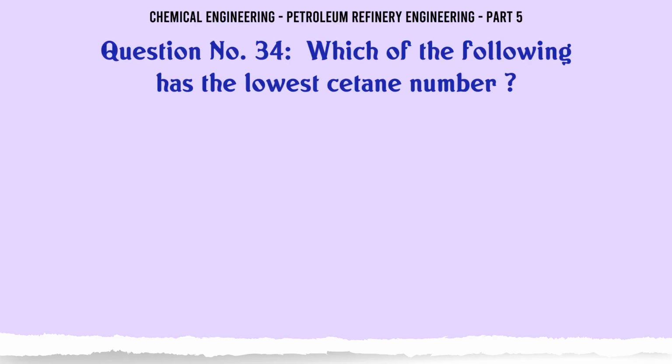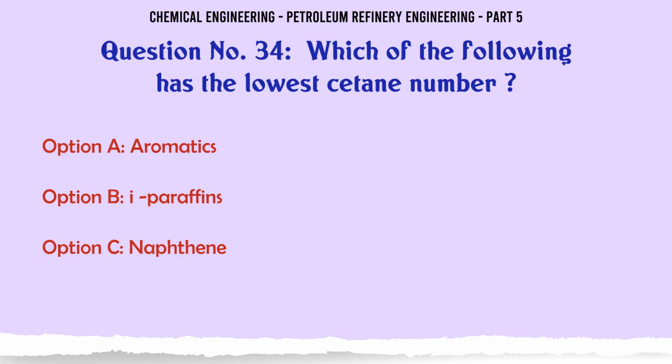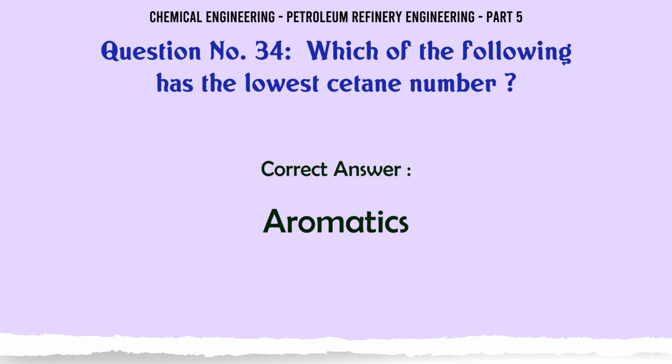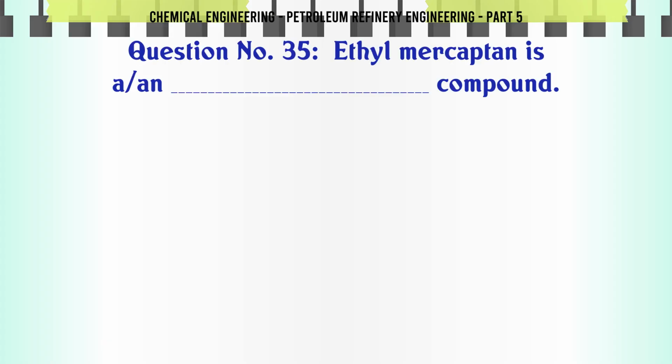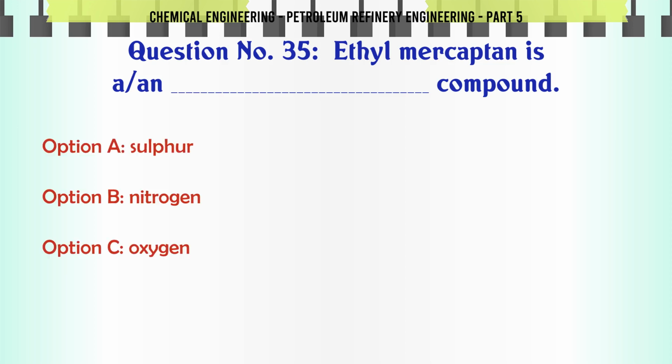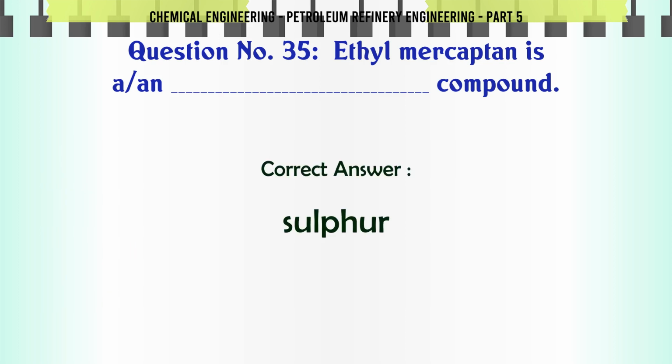Which of the following has the lowest cetane number? A. Aromatics, B. paraffins, C. naphthenes, D. olefins. The correct answer is aromatics. Ethyl mercaptan is a blank compound. A. Sulfur, B. nitrogen, C. oxygen, D. none of these. The correct answer is sulfur.